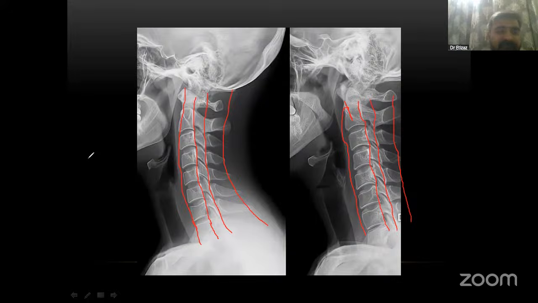So these are the four lines that actually tell us if any abnormality is there, any misalignment, any anterior or posterior displacement. This is the area of the canal. Look at here. It tells us whether the canal is normal or not, and any displacement of these posterior elements. This whole part is called the posterior elements. Okay, so this is the basic of this one.